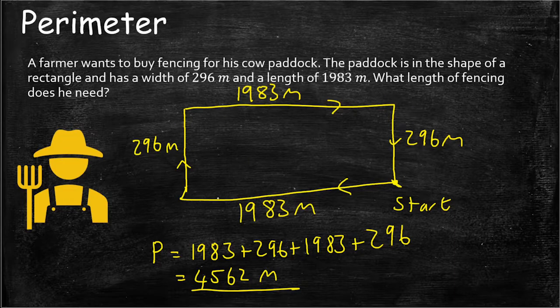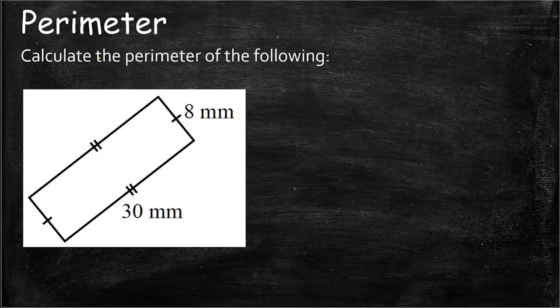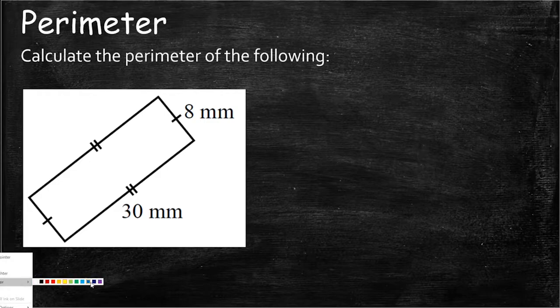So this is an example of where we use perimeter in everyday life. On the next question, we're just going to be looking at some basic examples to give us a bit more practice at calculating the perimeter of a shape. For every question, I want you to write down all of the measurements before we start. So everywhere with a single dash has the same length. So if this single dash is 8 millimeters, this dash over here is also 8 millimeters.